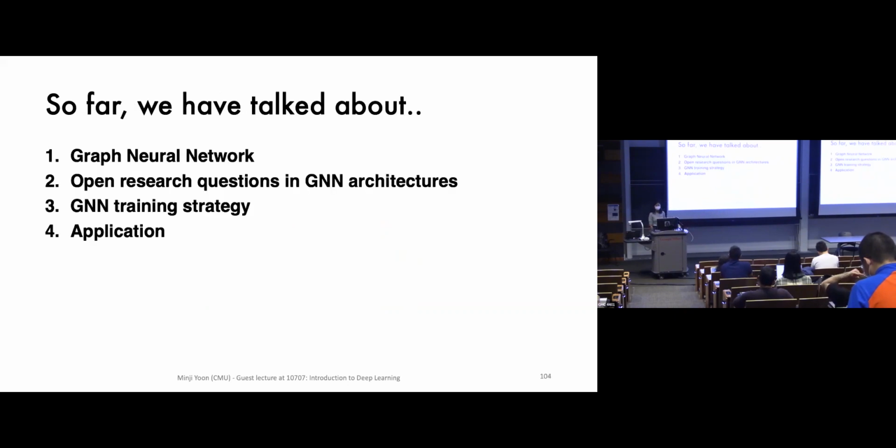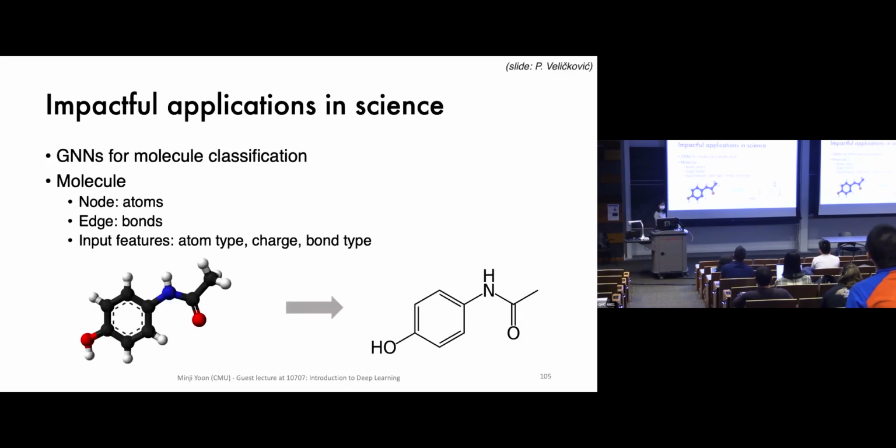So far today, what we talked about is what a graph neural network is, an open research question in GNN architecture, and how we're going to train those GNNs. And before wrapping up this lecture, let me introduce arguably one of the most popular success stories of GNN applications. That is molecule classification. As I told you before, one molecule can be represented as a graph where nodes are atoms and the edges are bonds between them. The features would be atom type and charge, and bond type.